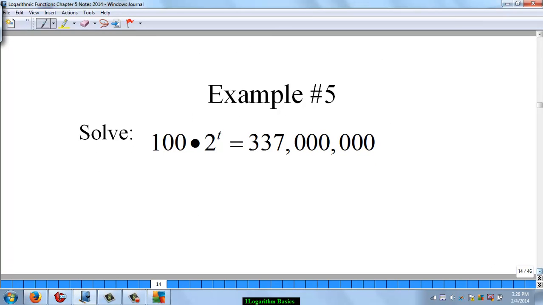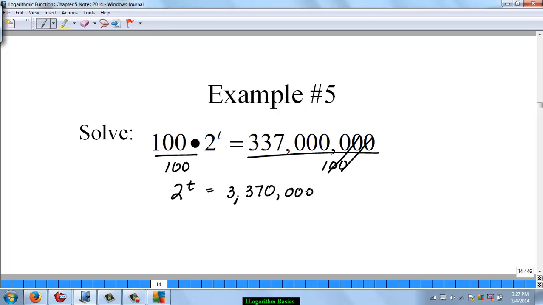Let's solve an equation. So the first thing is normal math. I'm going to divide both sides by 100. When I divide both sides by 100, that gets rid of a couple of zeros. So I have 2 to the t equals 3,370,000. It's a comma, guys. Notice I did the normal math first, and now I've isolated my exponential function. Only then do I log both sides. So when I log it, right on this step, the 3 rules kick in. There are 3 log rules.